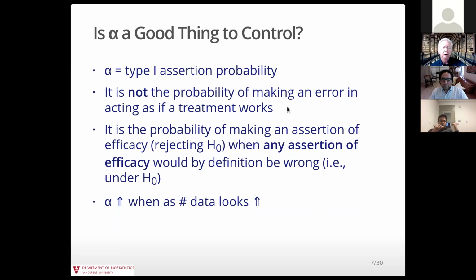So alpha is not the probability of making an error and acting as if a treatment works. It's the probability of making an assertion of efficacy, rejecting the null, when any assertion of efficacy would by definition be wrong. So if you assume there's no treatment effect, what is your trigger probability for assertions? That's all it is. That is such a limited scope that it is something statisticians should be interested in for studying operating characteristics of test statistics, but as an evidentiary consideration, it really has no relevance. And the alpha probability is going to go up as the number of data looks goes up. So the more opportunities you have for data to be extreme, the higher the type 1 probability. That has nothing to do with probability of efficacy or treatment effectiveness.